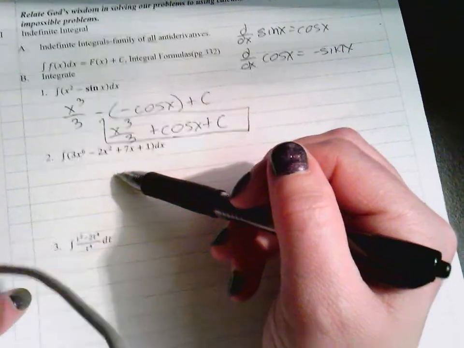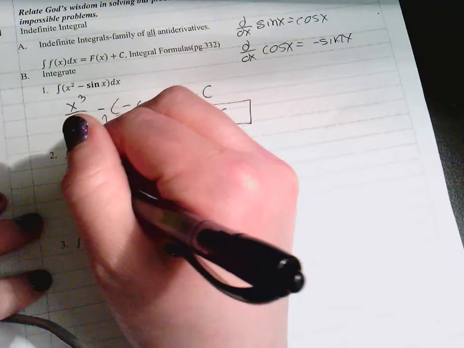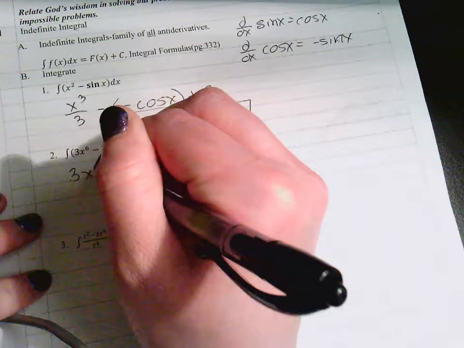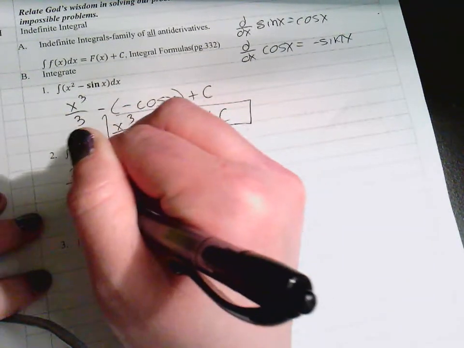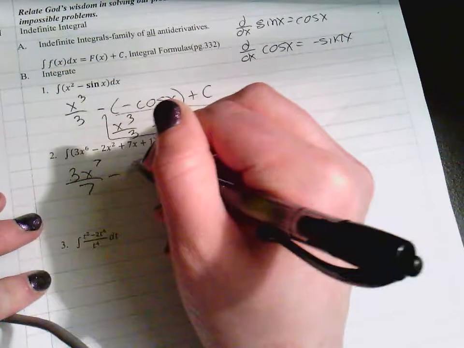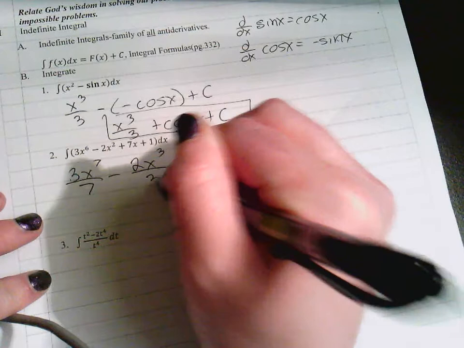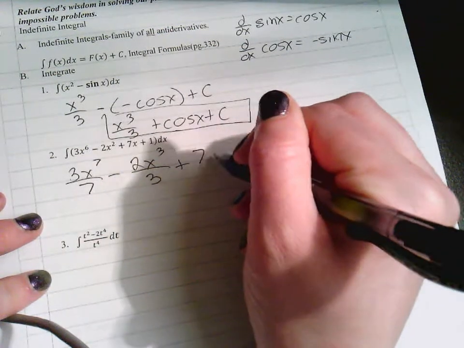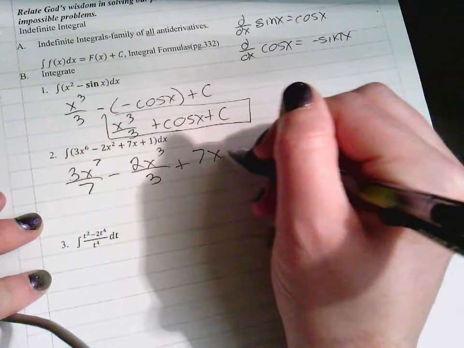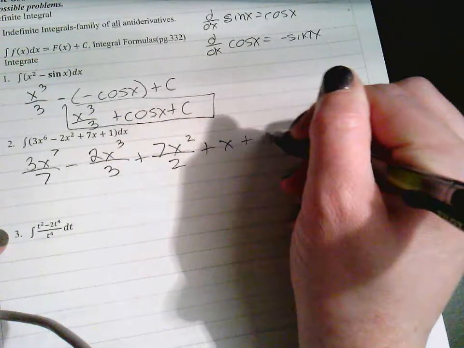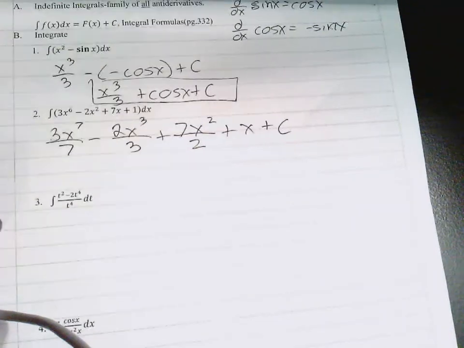Okay, let's do this one. So we're going to have 3x to the 6 plus 1 over 6 plus 1, minus 2x to the 2 plus 1 over 2 plus 1, plus 7x to the 1 plus 1 over 1 plus 1, plus x plus c. Okay, not too bad.